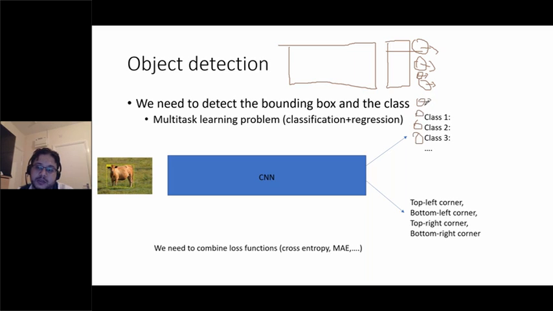Here we have 4 values. The top left corner has 2 values, and the bottom right corner has 2 values to draw the square or the rectangle. So you can see here, this top part is a classification or a regression problem? Classification. Exactly. And this, what is this? Regression. Exactly. We have a part that is a classification and a part that is a regression.